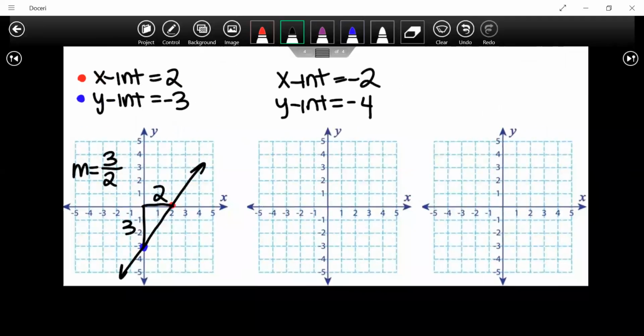Can you guys do the other one? Good. Try it out if you haven't done it. Give me the intercepts. I'll start in about 15 seconds. You should be done by that time. We're almost there.